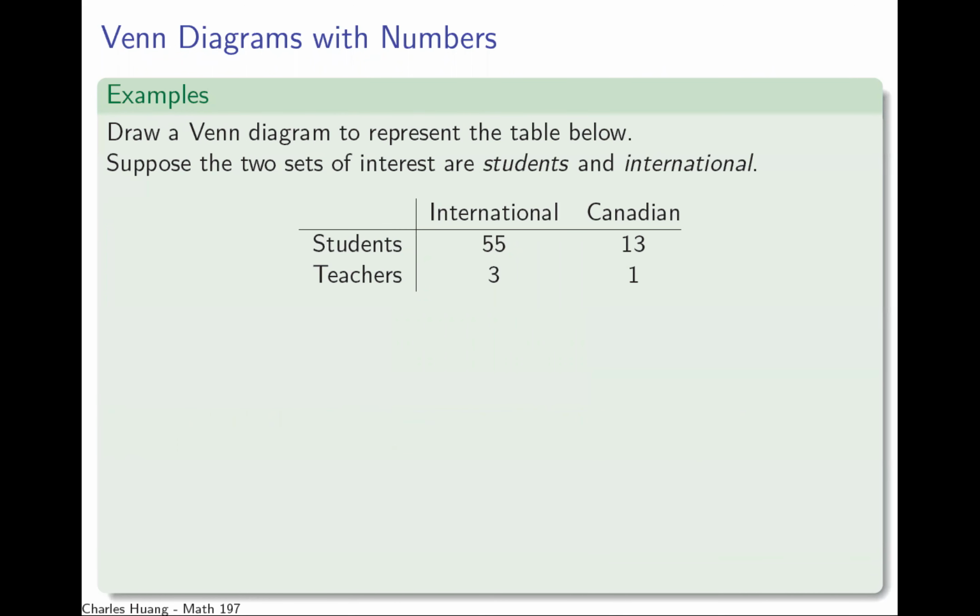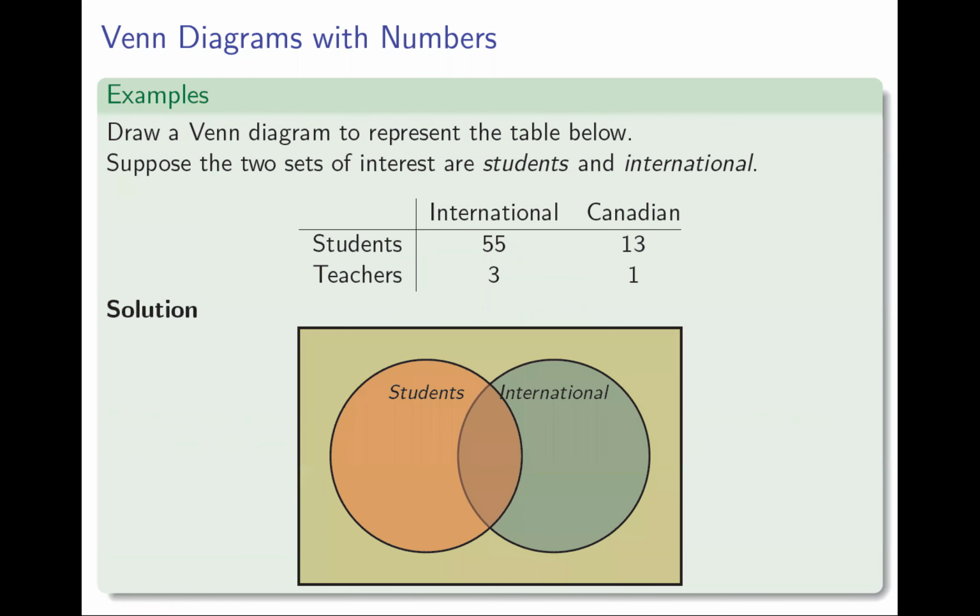Finally, we will ask you a question on Venn diagrams. Before, at the very beginning, we showed you an example of how to draw a Venn diagram. In this particular case, it asks us to draw a Venn diagram with students and international as the 2 different sets. So I draw students and international for our 2 circles. This is given to us in the question, so we're not using Canadian because of that.